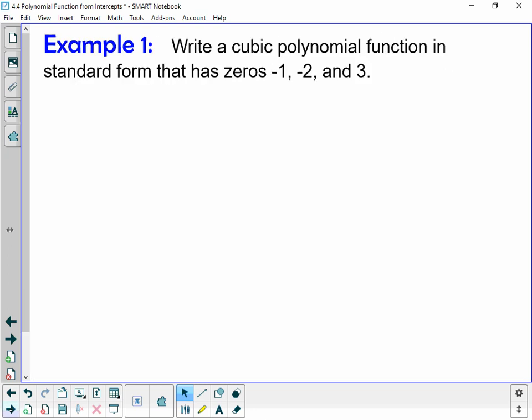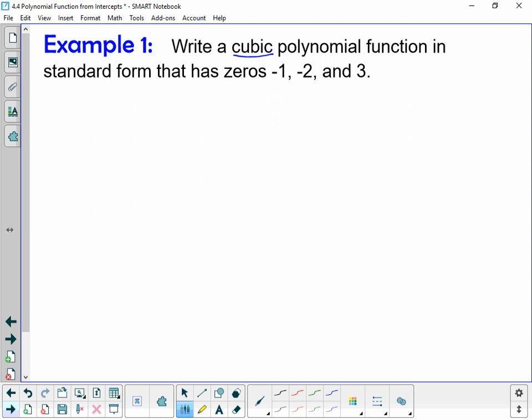Today we're going to be writing polynomial functions if we know their zeros or their intercepts. So remember, if we know this is a cubic polynomial, so we're expecting degree 3, and it asks us to write it in standard form.